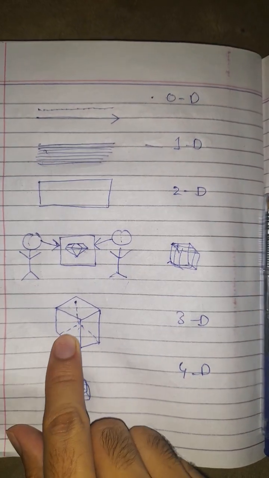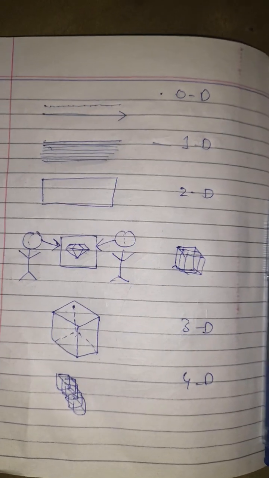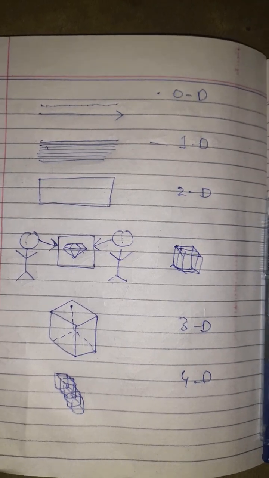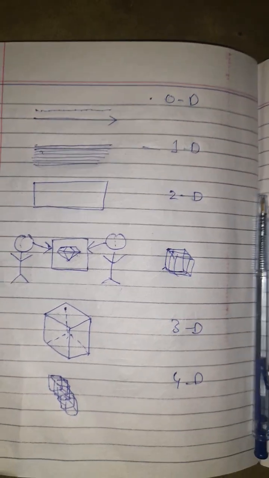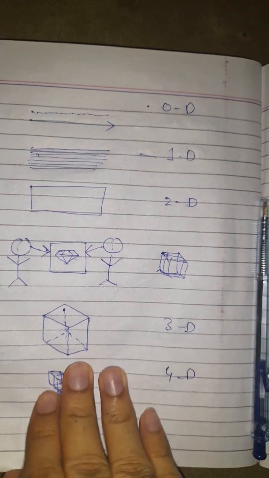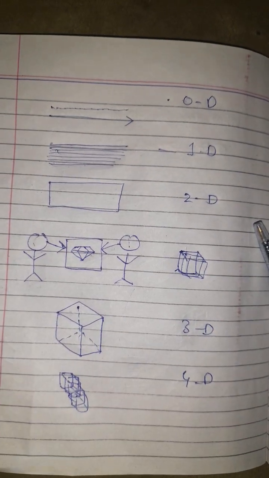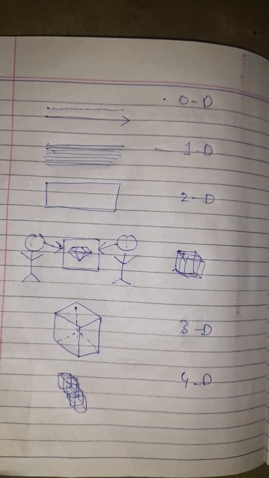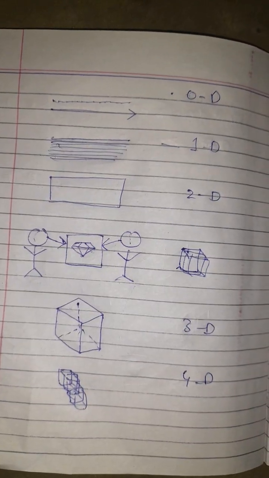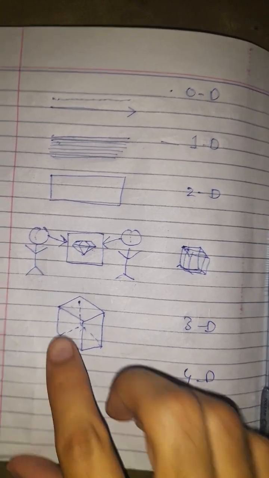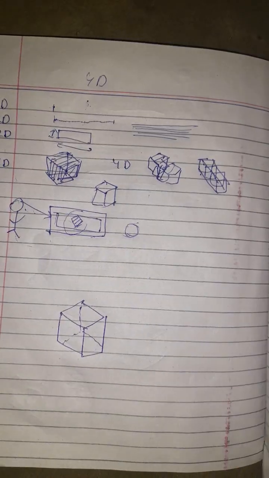But the best we can do to depict the 4th dimension is to take our drawing into the 3rd dimension. There is a cube beneath this cube, and this would be a depiction of the 4th dimension. This right here is the closest depiction of the 4th dimension we can have.